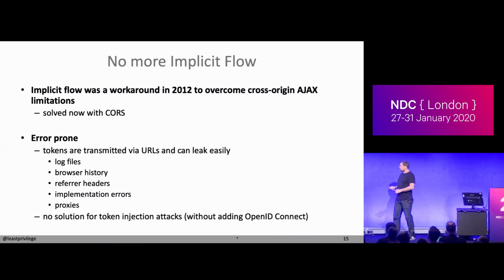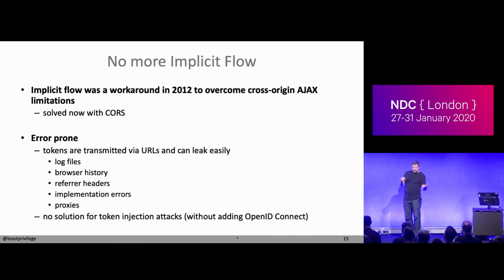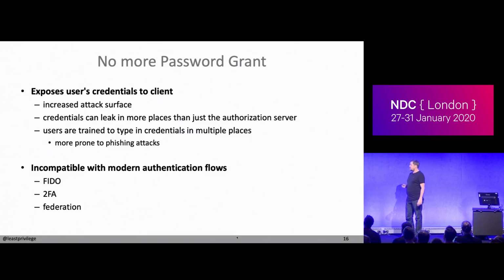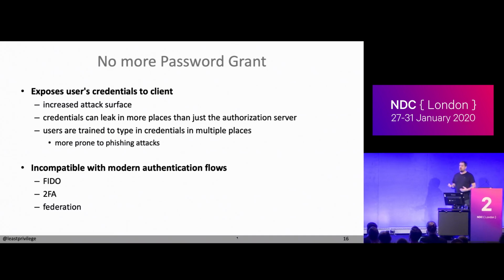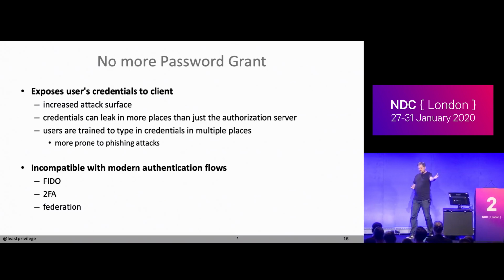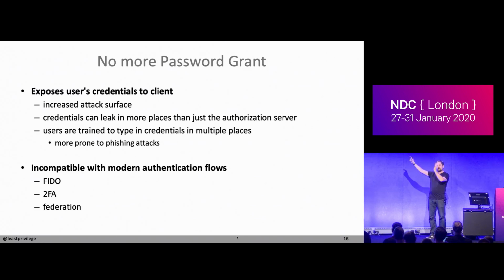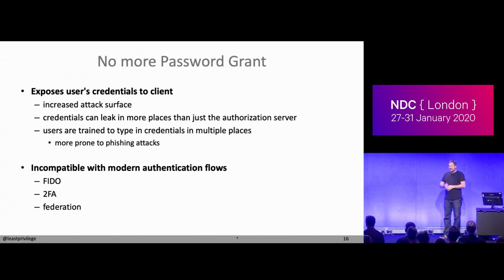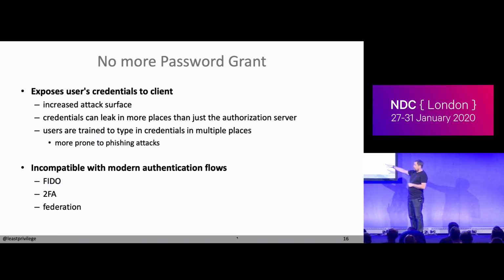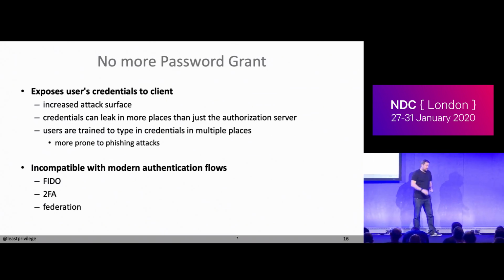While we are, that's the summary of the reasons I just told you. It's error-prone. While we are at deprecating flows, the next flow that has been deprecated is the so-called password grant. The password grant is this approach where you collect the user's credentials in the front end, then send the credentials to the server, and then you get a token back. The real name is the resource owner password grant, as they call it.